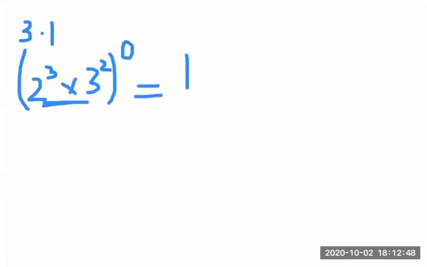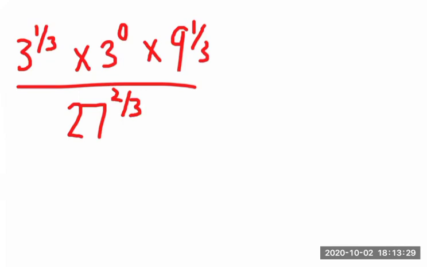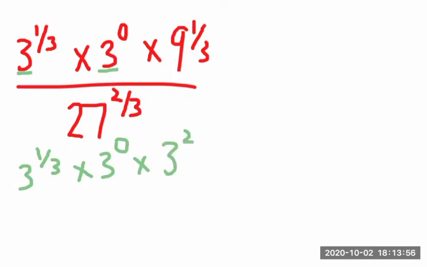Now, the next question that I have: the common base, the simplest base we have here, is 3. So we will convert all our values into 3. So 3 to the power 1 upon 3 times 3 to the power 0 times, how do we convert 9 into a form that has base 3? 3 to the power 2. Yes, it becomes 3 square times 1 upon 3, so 3 to the power 2 upon 3. Then how do we express 27 with base 3?